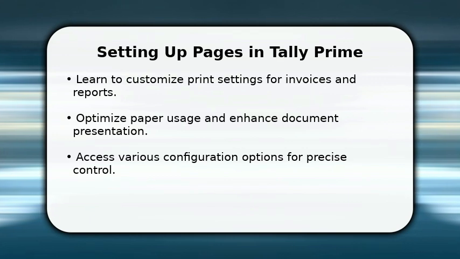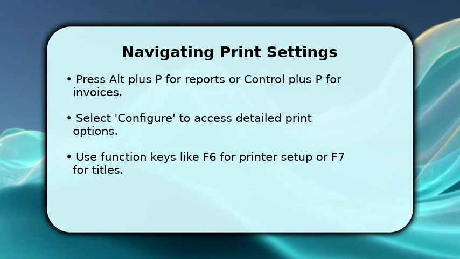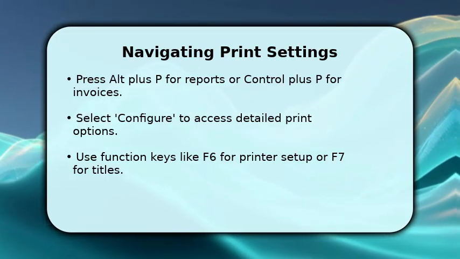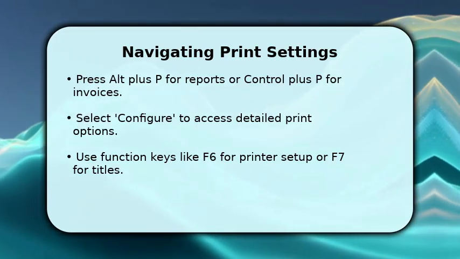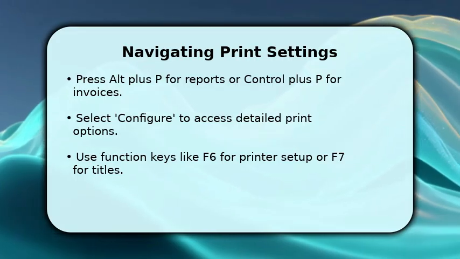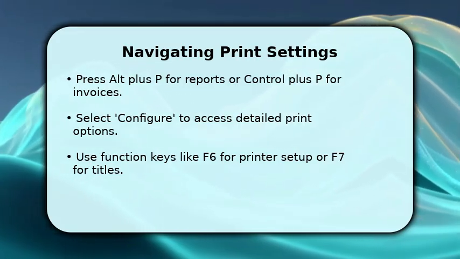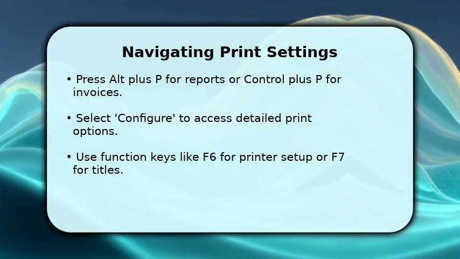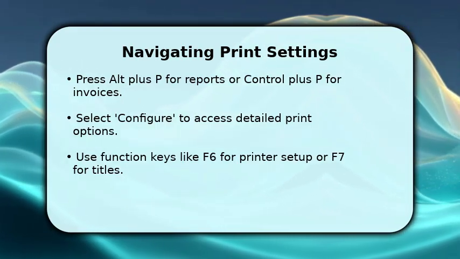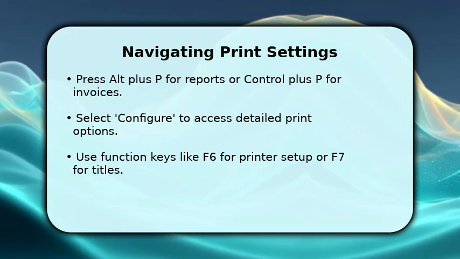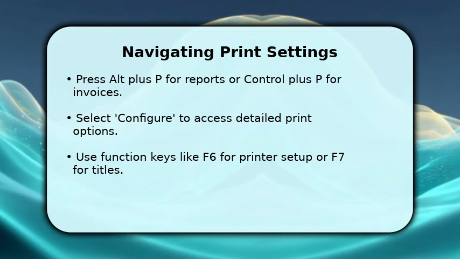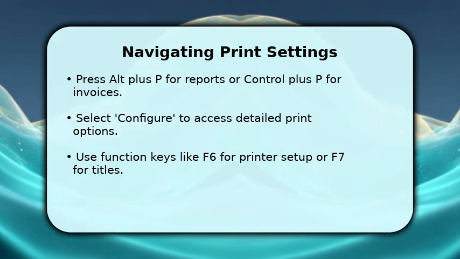To begin, accessing print settings in Tally Prime is straightforward. For reports, simply press Alt+P, or for invoices, use Ctrl+P to open the print screen. Once there, select the Configure option to dive into detailed print settings. You can also use function keys like F6 to quickly change or configure your printer setup, or F7 to update document titles and subtitles, streamlining your printing workflow.